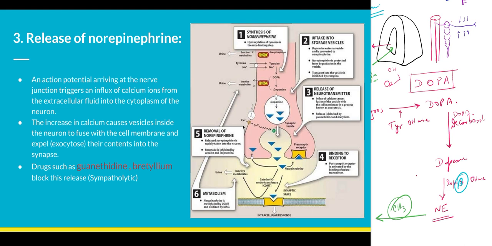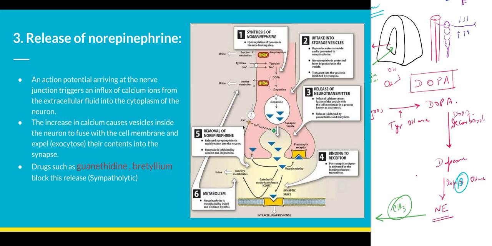And bretylium, okay, they are again blocking this release. So once again we can say that they are sympatholytics. So you see, as we are progressing with the story, I am telling you the name of the simple drugs. Later on we will discuss other receptor blockers, but here I am not talking about the receptor blockers. Here I am talking about the ones who are interfering with the release only.